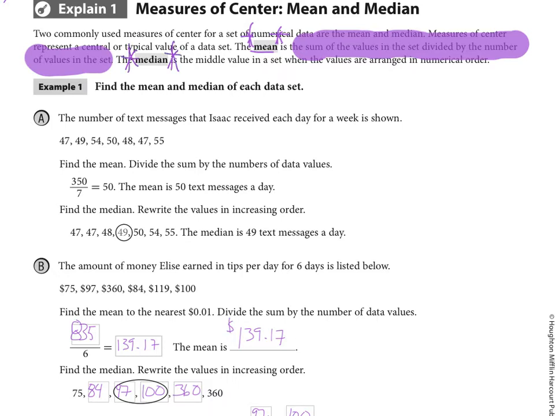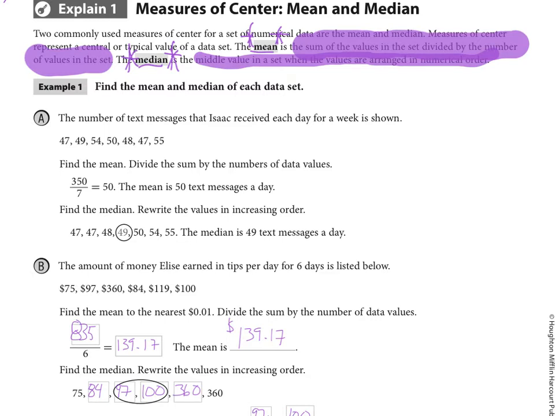Get down median in your foldable. And a median, of course, is the middle value in your data set. So the middle value in a set when the values are arranged in numerical order. So take a look at example 1, find the median of each data set.